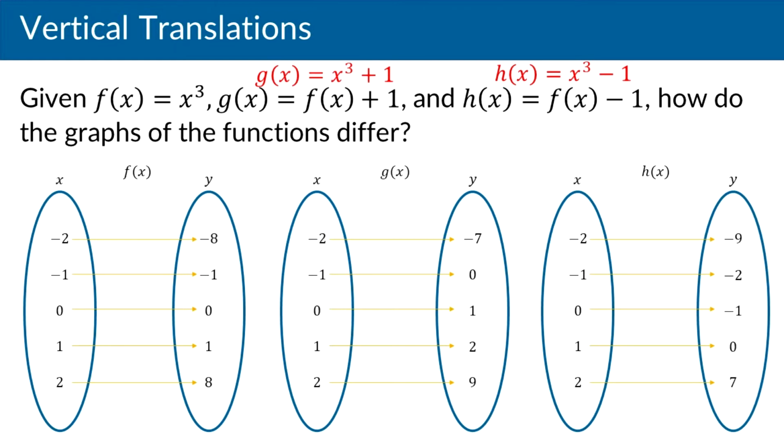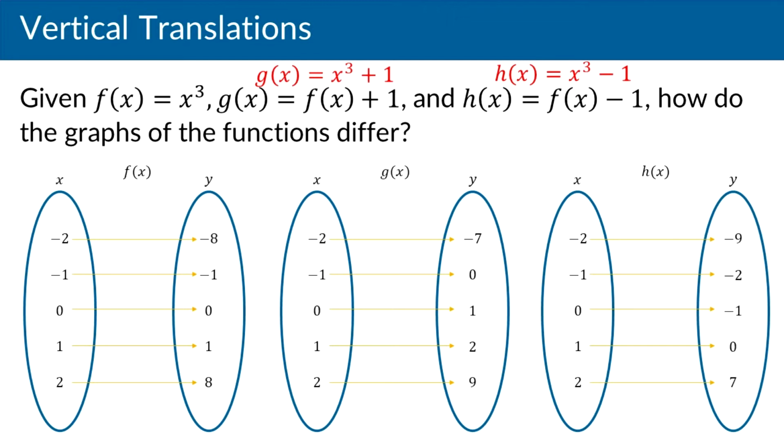So now if I take a moment to look at how these values are related, we should be able to spot a pattern in how these y values are connected. If I look at the y values for f of x and then compare them to g of x, what I see is that the y values in g of x are all 1 more than their counterpart in f of x, which again makes sense because g of x was just taking f of x and adding 1 to it.